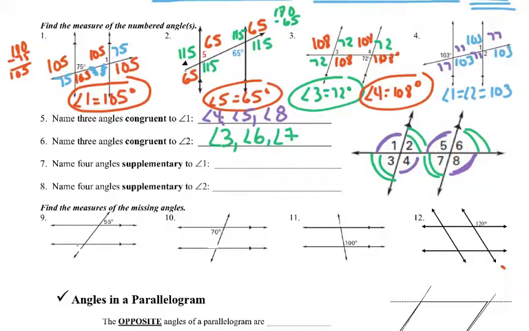Now, if I say supplementary to angle 1, that would be add to 180. That's going to be all the green angles: angle 2, angle 3, angle 6, angle 7 would all add up to 180. And supplementary to angle 2 would be all the purple angles: angle 1, angle 4, angle 5, angle 8.